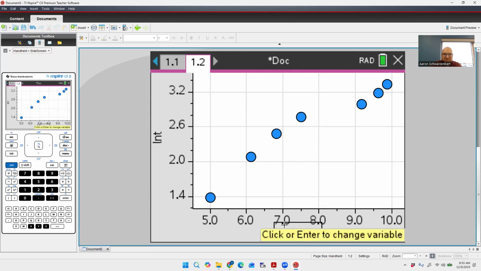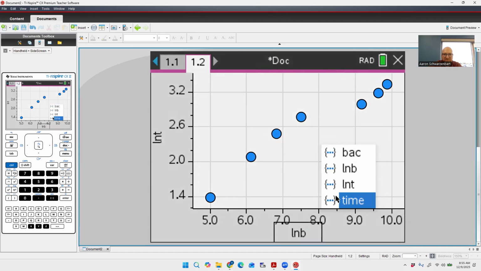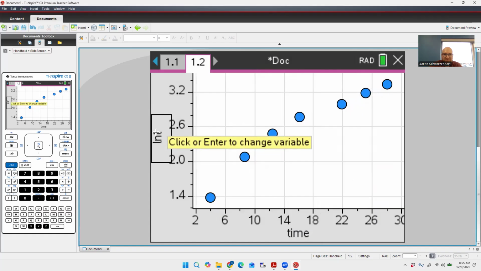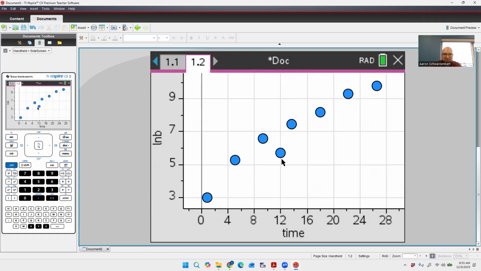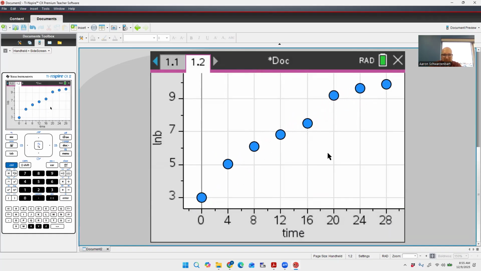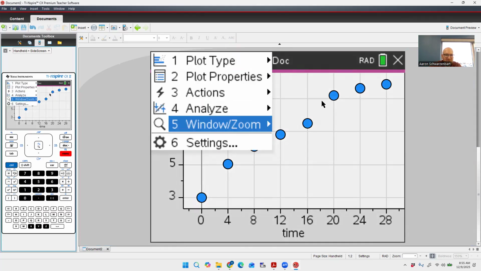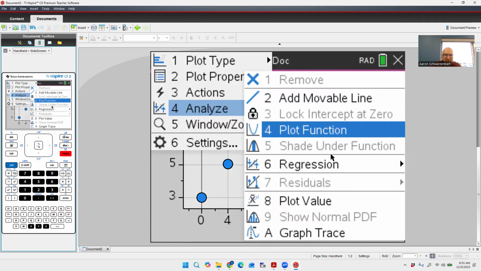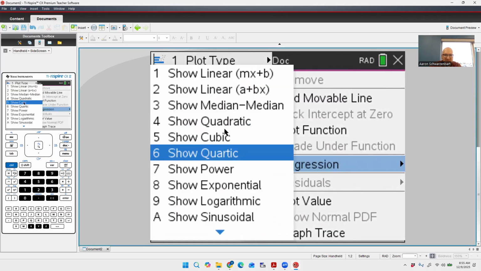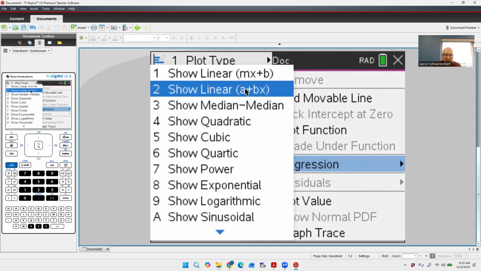Oh, wait, no, because we switched to actual lines. There we go. So this is kind of the best one. So what we're going to do here is make the regression. We'll show linear. I like a plus bx better when I'm linearizing.